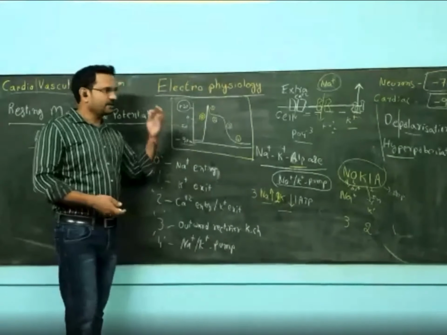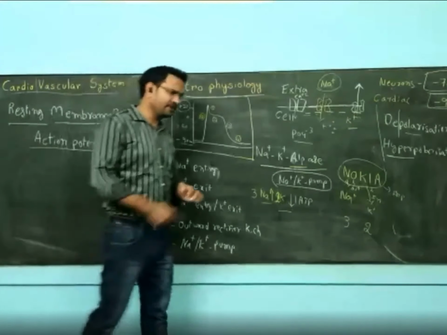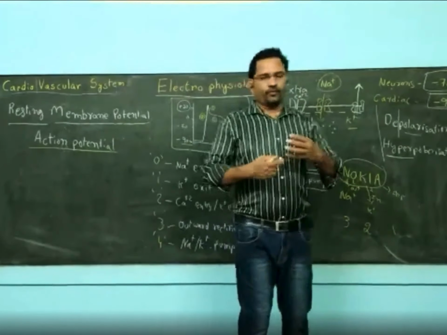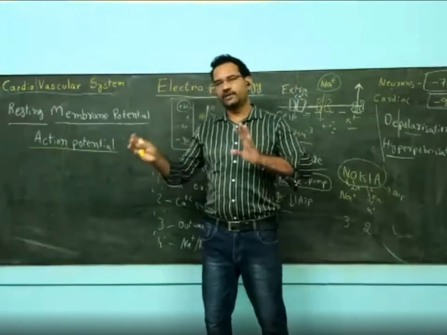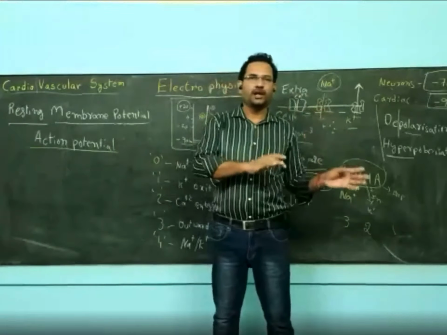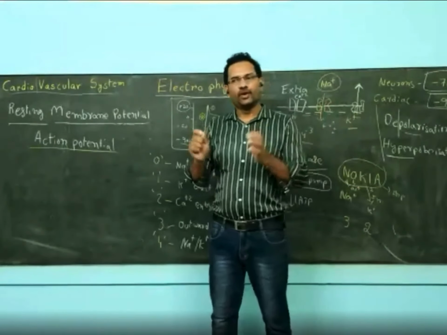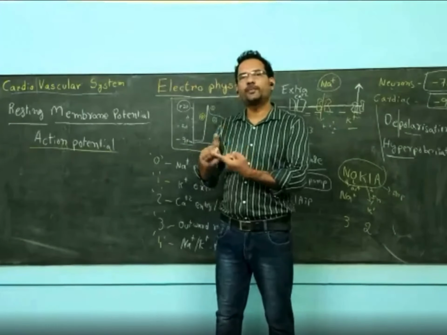Now, a typical cardiac cell action potential occurs like this. Again, let me remind you of one thing. While dealing with cardiac cells, we have 2 different kinds of cells. Nodal cells are different from normal, non-automatic cardiac cells. Nodal cells have a property called automaticity.